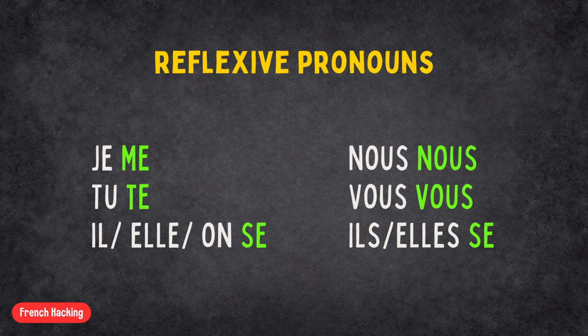Unlike the other verbs, before conjugating these verbs in passé composé, you need to add the correct reflexive pronoun. Me for je, te for tu, se for il, elle, or on. Nous for nous. Vous for vous. Se for ils or elles.